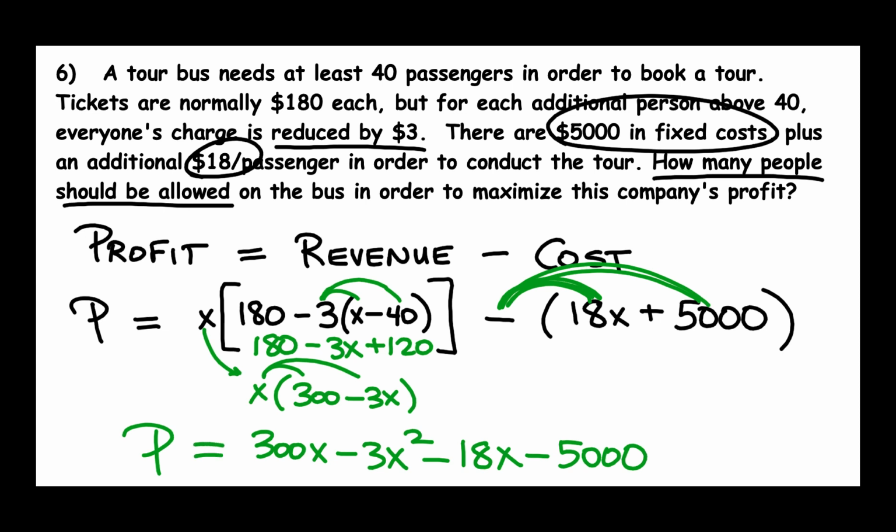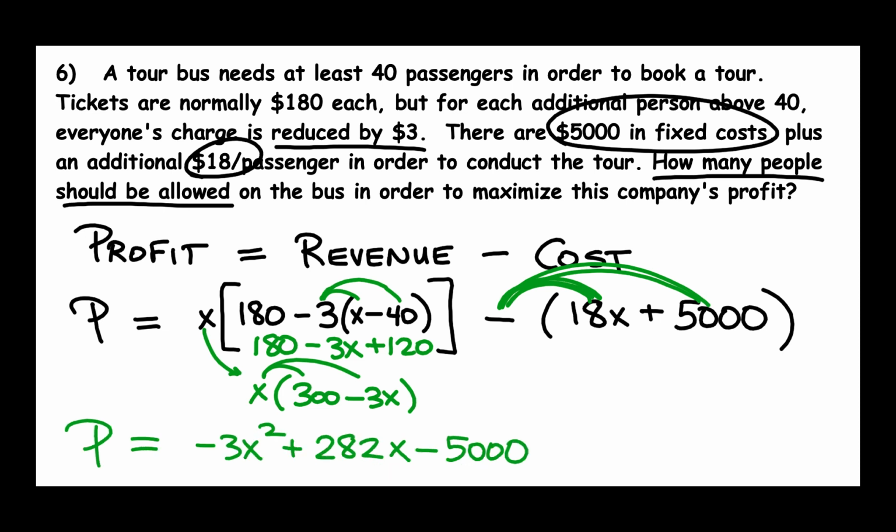And that is the thing that we want to maximize. All right, I'm going to combine the like terms as I mentioned. We have 300x minus 18x here. If you combine those, that's going to be a nice healthy 282x. So let me just rewrite this. All right, variable's been eliminated. Equations are written. It's time to take a derivative. Profit prime. That's going to be negative 6x plus 282. Set that equal to 0.